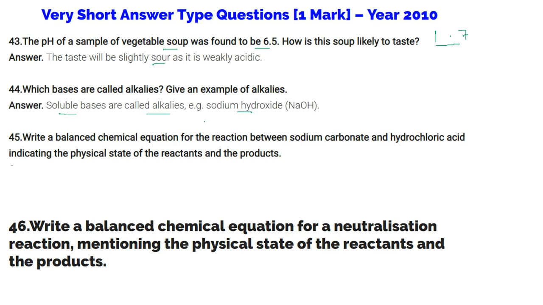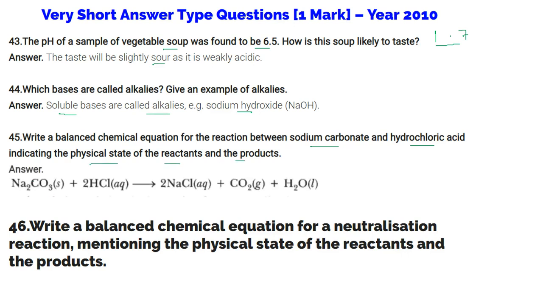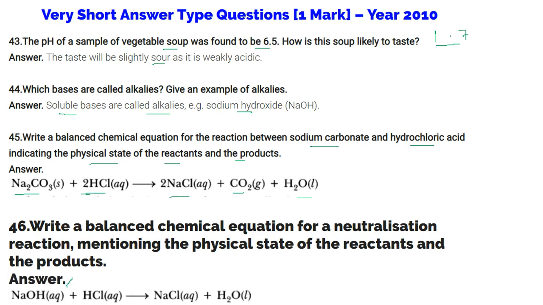Write a balanced chemical equation for the reaction between sodium carbonate and hydrochloric acid, indicating the physical states of the reactants and products. So Na2CO3 combines with hydrochloric acid, it gives you NaCl, sodium chloride, carbon dioxide and water. Write a balanced chemical equation for a neutralization reaction, mentioning the physical states of reactants and the products. Again, we'll see NaOH, which is in aqueous state, combines with HCl, which is in aqueous state, to give NaCl in aqueous state and H2O in liquid state.